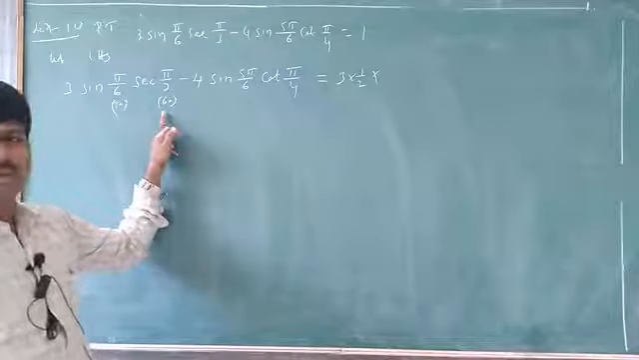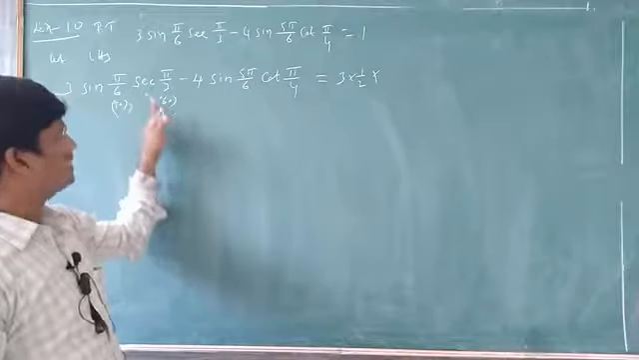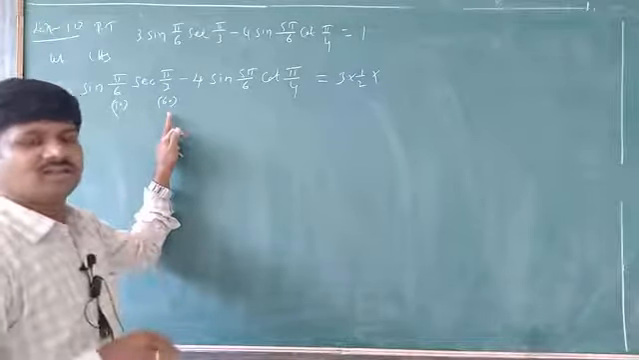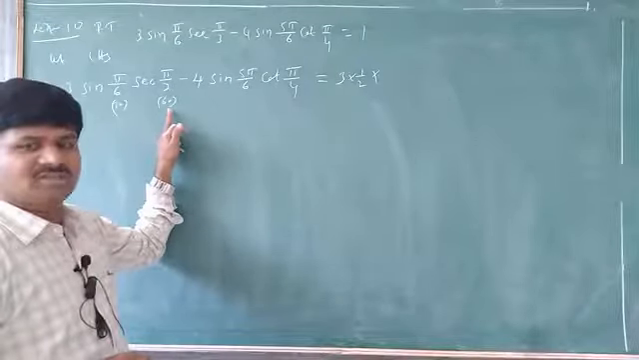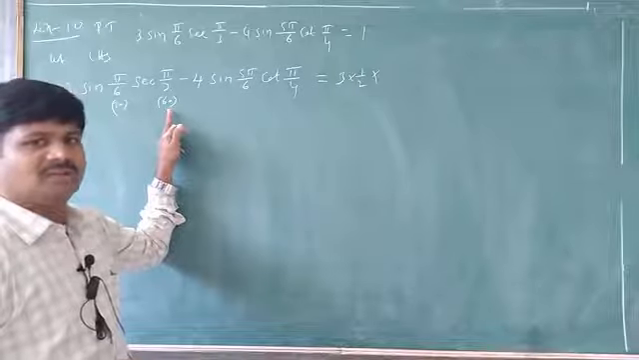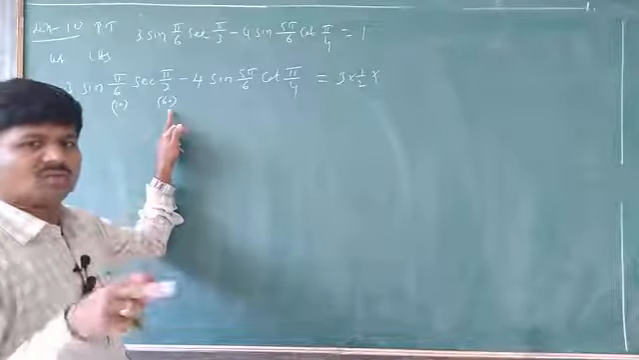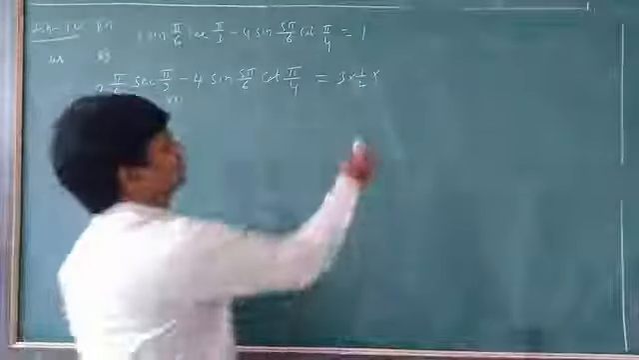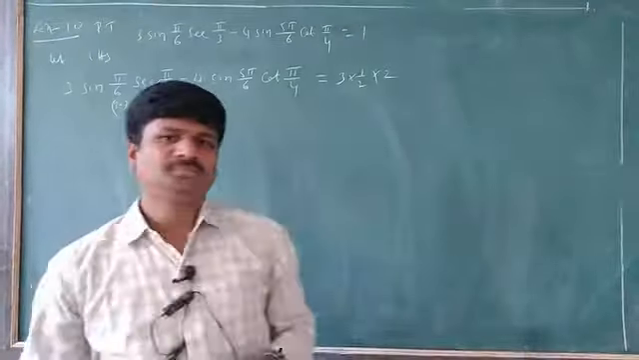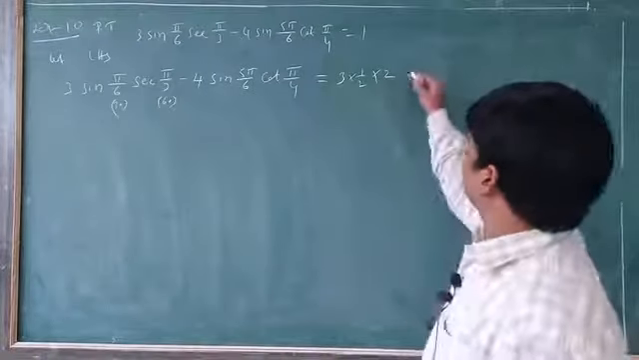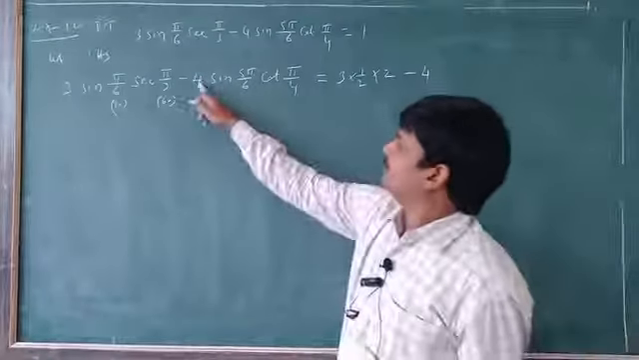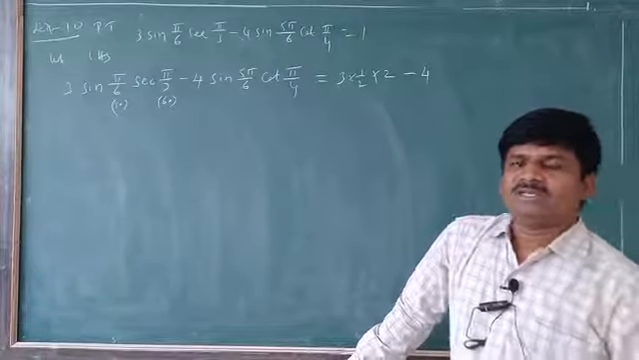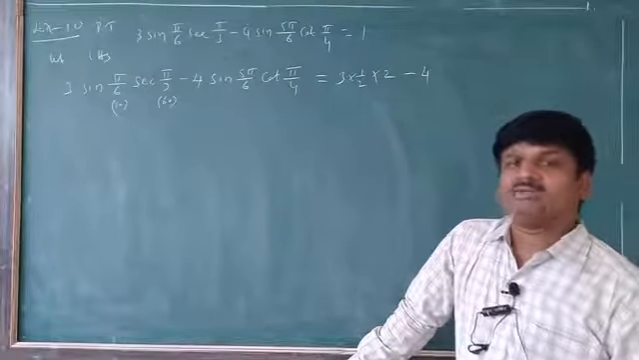Secant 60. Secant means the reciprocal of cos. First find cos 60. Cos 60 value is 1 by 2. Secant means 1 by cos, so 1 by 1 by 2 gives 2. That means secant 60 value is 2. Next, minus 4 into sin 5 pi by 6. We don't know that value, so we have to find it.